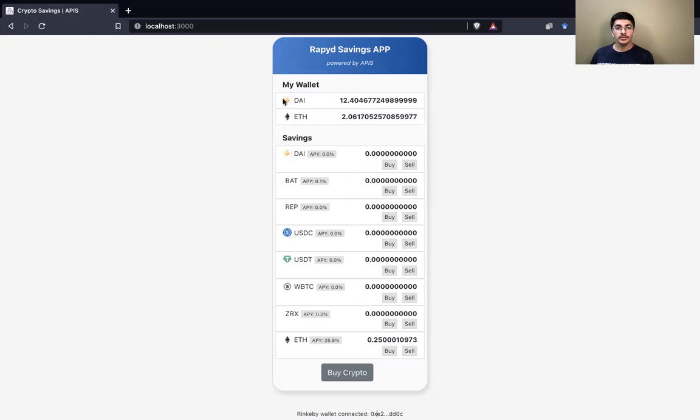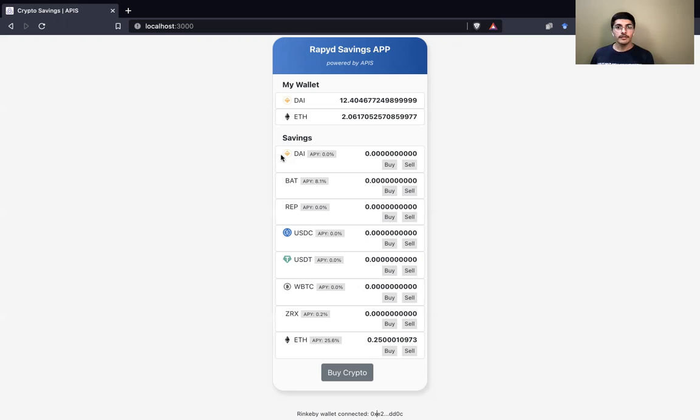My Wallet showcases all those ERC20 tokens along with Ethereum whose balance is greater than zero. The Savings UI is used for investing and withdrawing the invested amount into Compound protocol. The current APY associated with each token can be seen over here. All these functions are using APIs for easy integration of blockchain.